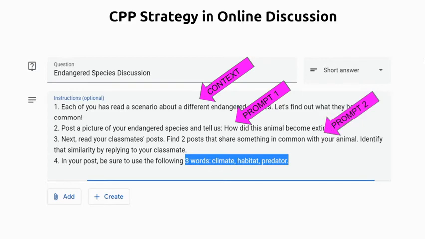Then, reading and replying to a classmate by identifying a similarity. Number 4 points the way, ensuring students will demonstrate their ability to apply vocabulary in the discussion by providing them with a word bank.